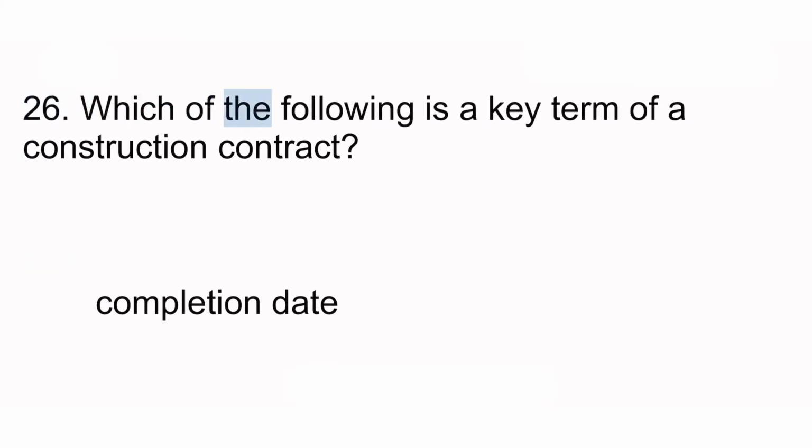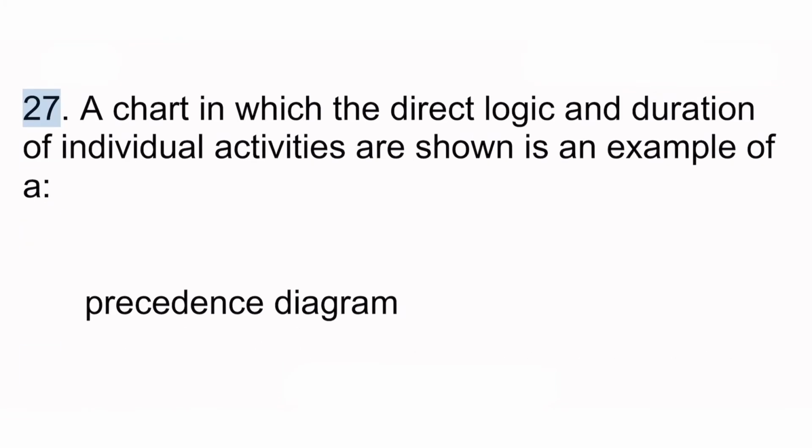26. Which of the following is a key term of a construction contract? Completion date. 27. A chart in which the direct logic and duration of individual activities are shown is an example of a precedence diagram.